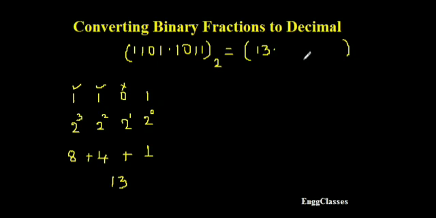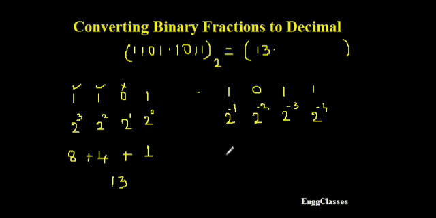The fractional part I have yet to do. So I'll consider the fractional part now: 1011. The way I have written 2 to the power 0, 2 to the power 1, 2 to the power 2, 2 to the power 3, for these I'll write the positions. Let this be 2 to the power minus 1, this will be 2 to the power minus 2, this will be 2 to the power minus 3, and this will be 2 to the power minus 4. The way I have multiplied, here also I need to multiply. So 1 into 2 to the power minus 1. 2 to the power minus 1 is 1 over 2, which is equal to 0.5.